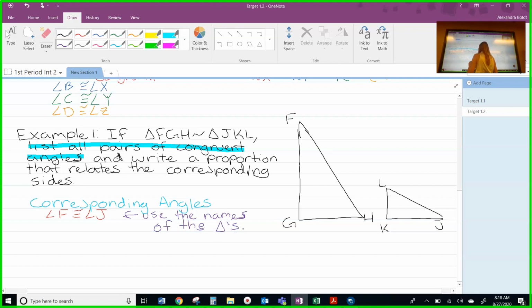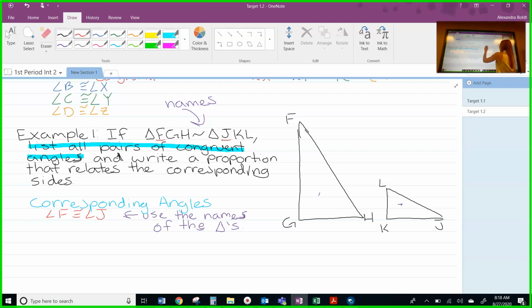The triangles. Okay? And what is the name of this triangle? Well, these are the names. So this triangle's name is triangle FGH, and this triangle's name is triangle JKL. And if you look here, F and J are in the same part. They're both the first letter in the name. So I can use that to tell me, oh, those are the angles that have to go together.